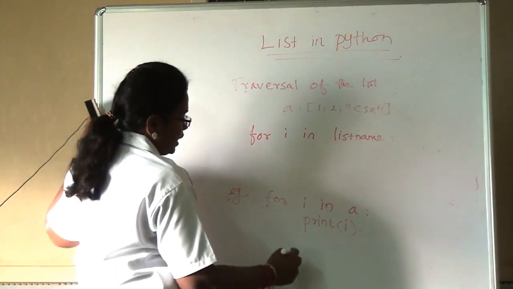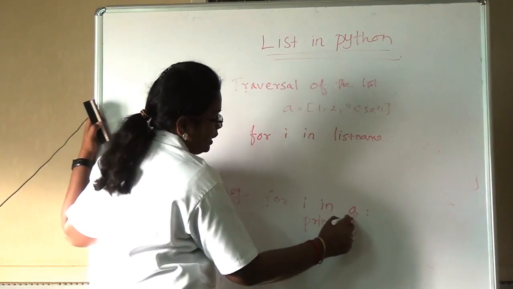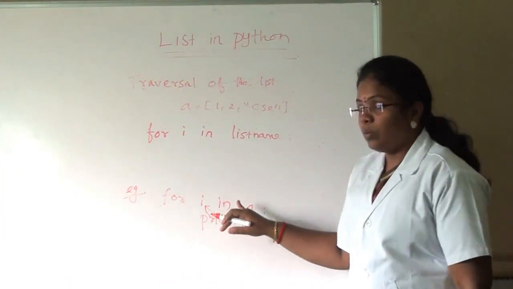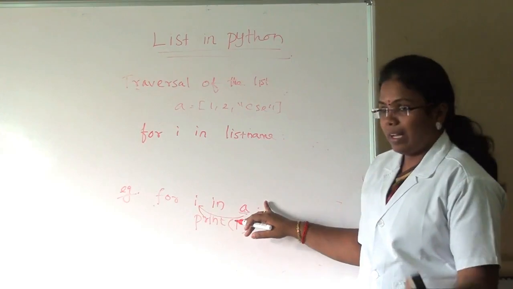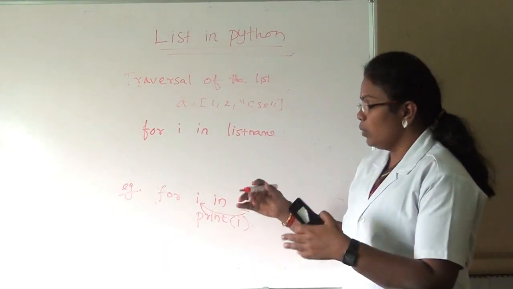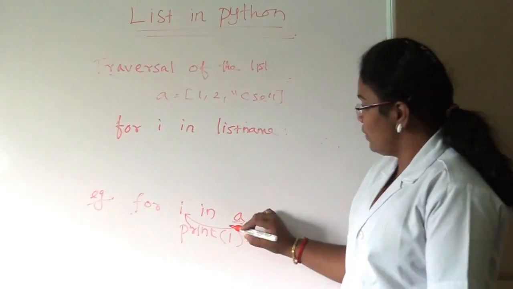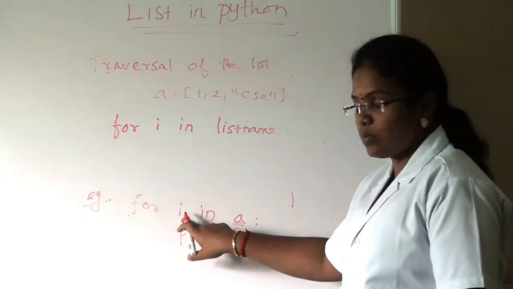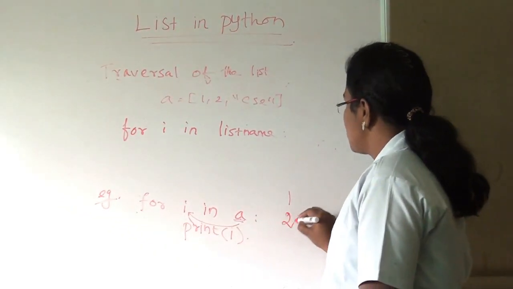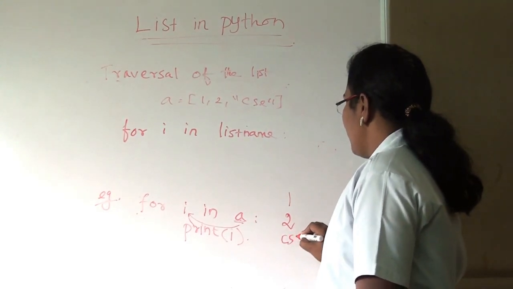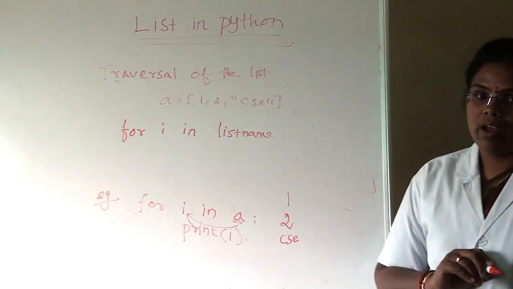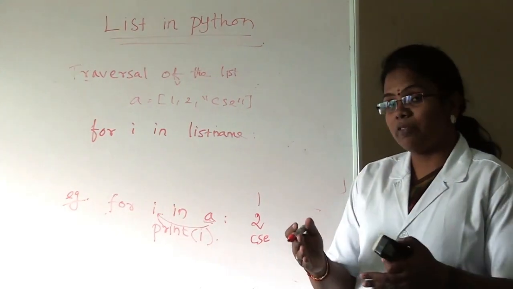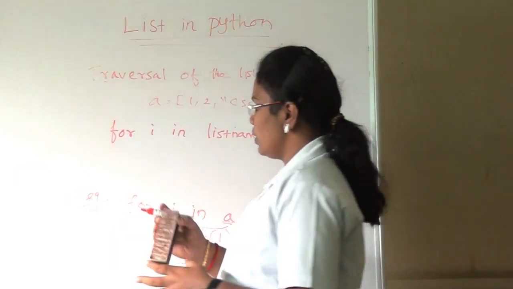Each and every time, the content of A will be copied into i. How many times will this loop be iterated? Up to the end of the list. At the first iteration, the value of i is 1, at the second iteration the value of i is 2, and at the third iteration the value of i is CSC. After the last element, the loop ends. This is the way of printing the individual elements of the list. Okay.